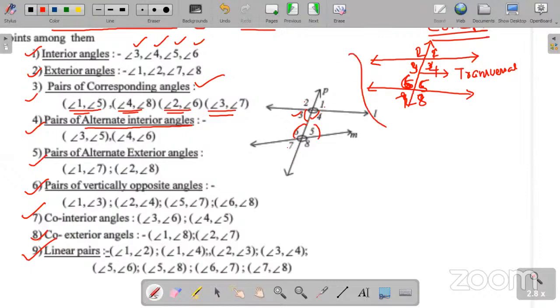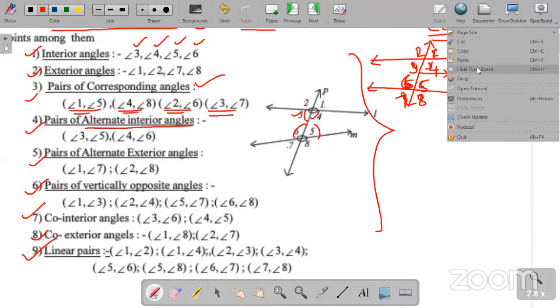So please try to concentrate. If you have any doubt, please ask me, because this is very important in future also. Varshini, yes, vertically opposite angles are always equal. Very good.